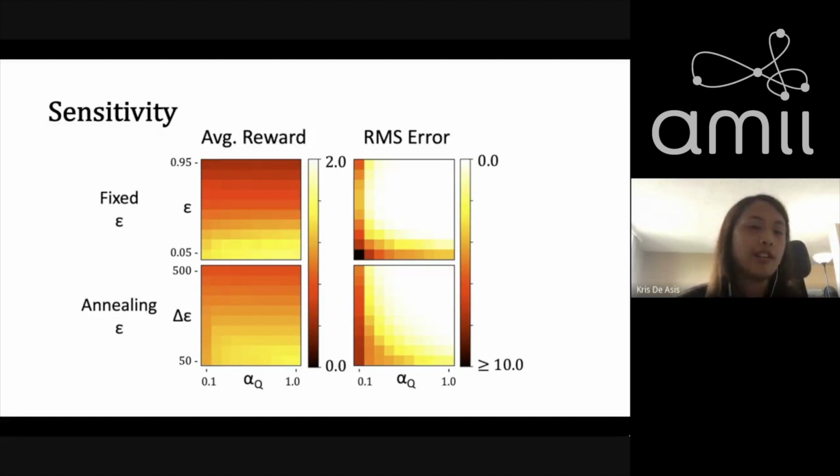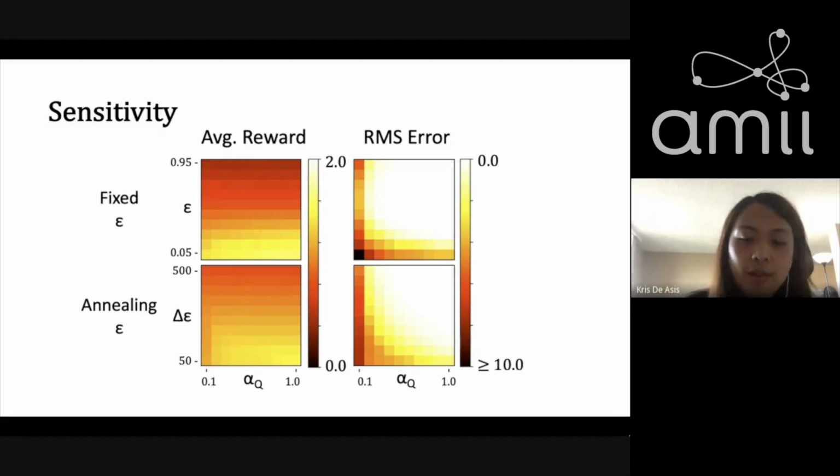And in general, to view these plots, a lighter color is good and a dark color is bad. So we can see that the trends are generally reversed here for epsilon greedy, where if we want a high average reward, we settle for a poor estimation error. And if we want really good estimation accuracy, we end up with a worse reward because we're exploring more.